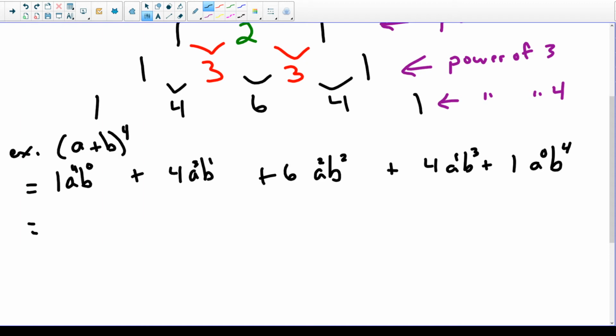And you've now expanded that binomial to the power of 4. And you didn't have to do a plus b times a plus b times a plus b times a plus b. Pascal's triangle gives you all the coefficients, and then you just cycle through all of the powers that add up to 4, starting with a power of 4 on the first term and a power of 0 on the second term.